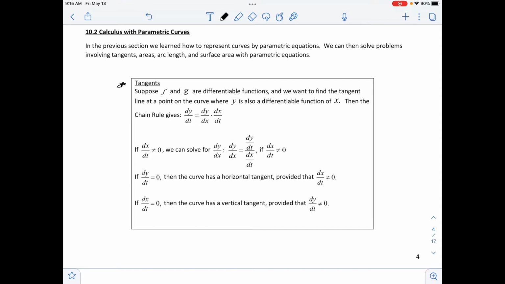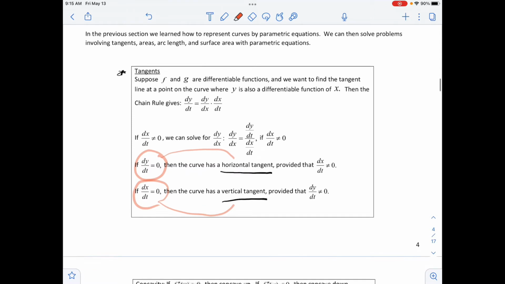And it says if dy/dt equals 0, then the curve has a horizontal tangent, provided that dx/dt does not equal 0. And if dx/dt equals 0, then the curve has a vertical tangent. So again, dy/dt equal to 0, we're going to have a horizontal tangent, and dx/dt equal to 0, we're going to have a vertical tangent.